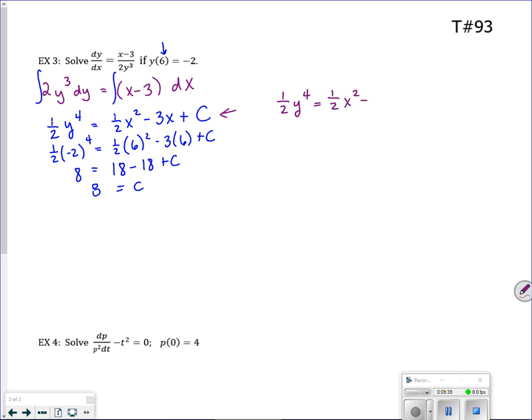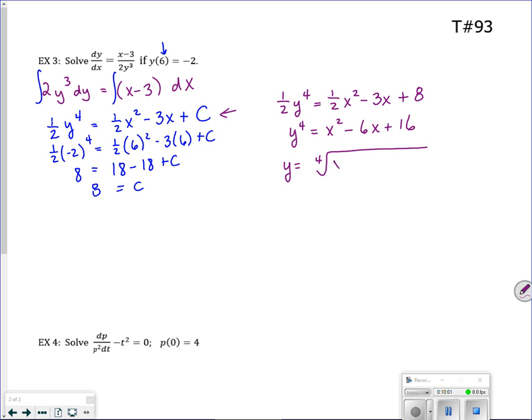And instead of writing plus C, I write plus 8. But what's my last step? My last step is to solve for y. So again, I'm going to multiply by 2. So I have x squared minus 6x plus 16. I'm going to take the 4th root.